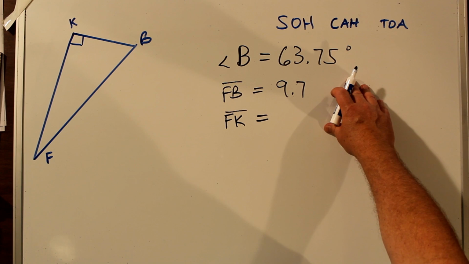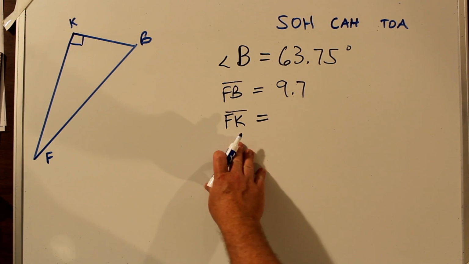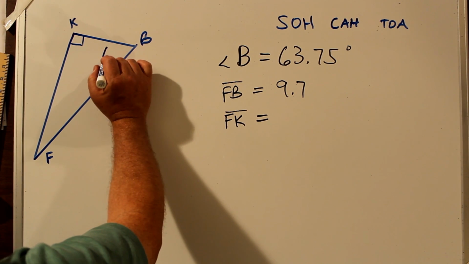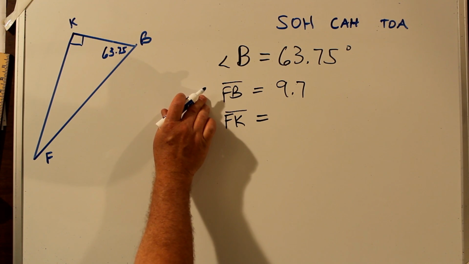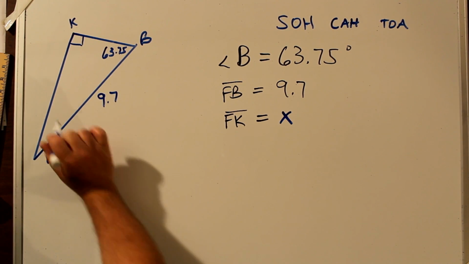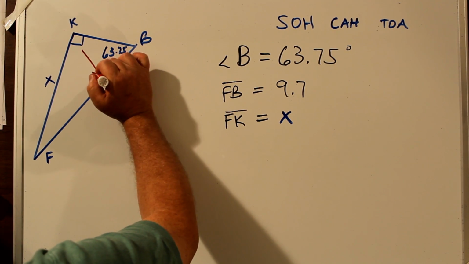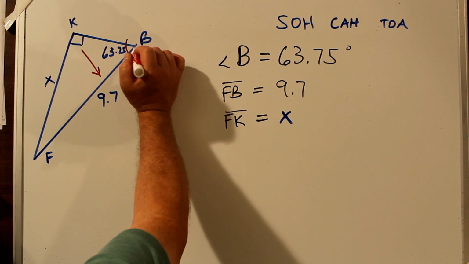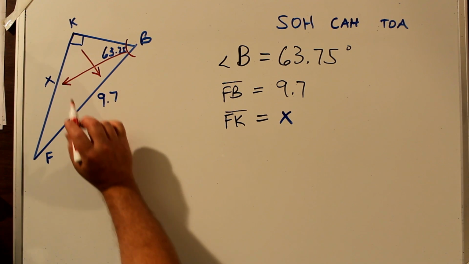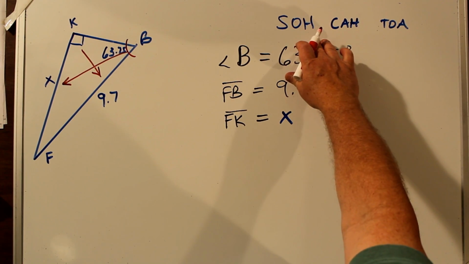Given angle B is 63.75 degrees and side FB is 9.7, find side FK. Let's write in the information that we know. Angle B is 63.75 degrees, side FB is 9.7, side FK is our unknown, we'll call it X. That's over here. The first side we identify as opposite the right angle, that's our hypotenuse, and then we know angle B, and the side we're looking for is opposite angle B. And when we're dealing with opposite and a hypotenuse, we're using the sine function.